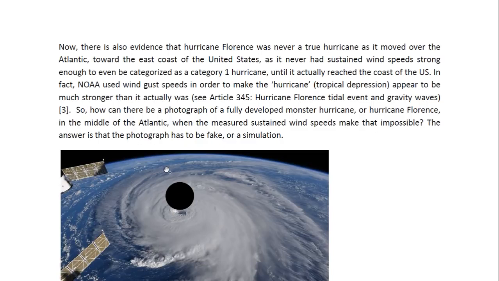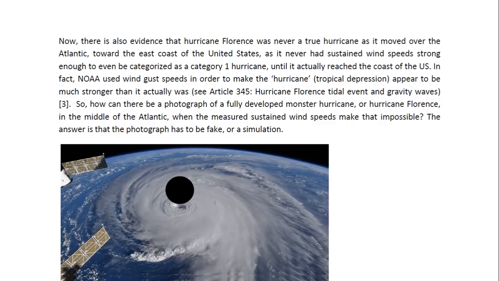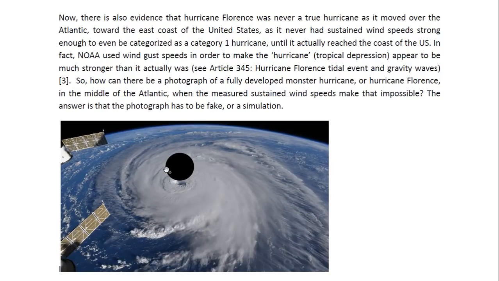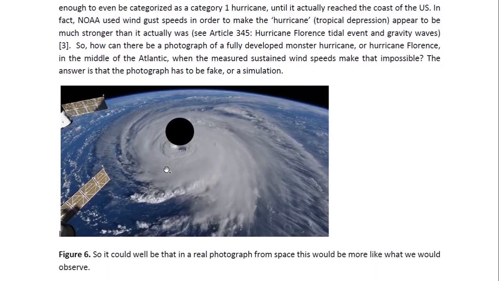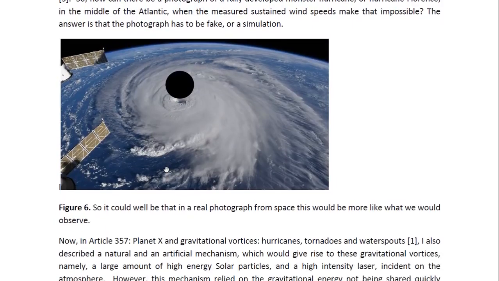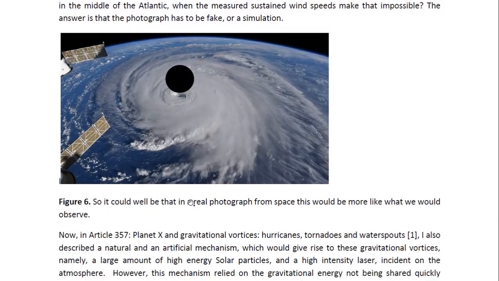So how can there be a photograph of a fully developed monster hurricane, Hurricane Florence, in the middle of the Atlantic when the measured sustained wind speeds make that impossible? The answer is that the photograph has to be fake or a simulation. So it could well be that in a real photograph from space, this would be more like what we would observe. We would see a dark object above the vortex of the hurricane.